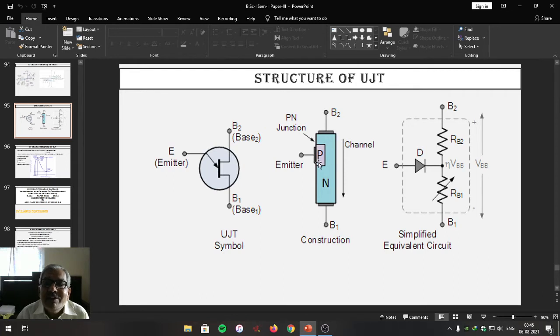From this p-type region the ohmic contact is taken, and that ohmic contact we can call the emitter of UJT. So it is one of the terminals of UJT, which is obtained by taking the ohmic contact of the doped p region in the n-type semiconductor. That terminal we call the emitter.